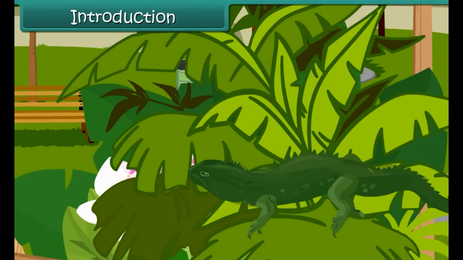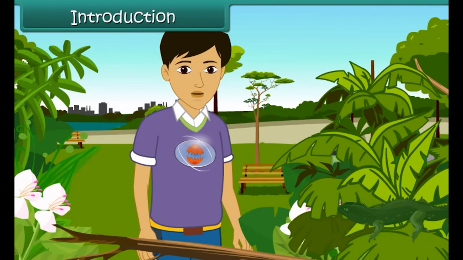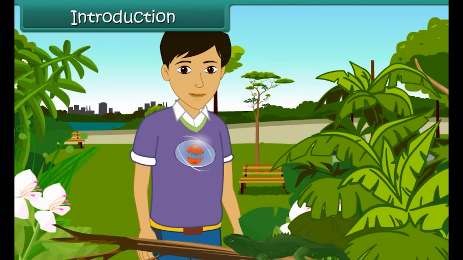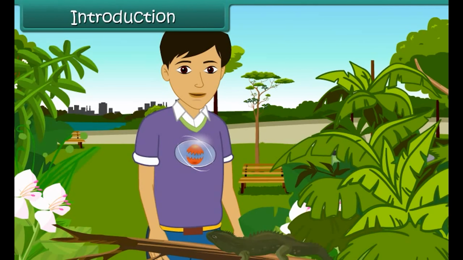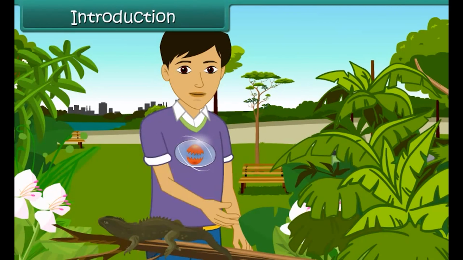Introduction. A chameleon is in grass gardens. Can you see it? Yes, it is under the leaves. A chameleon changes its color according to its surroundings to escape its predators. It is quite essential that they adapt to their surroundings to survive.